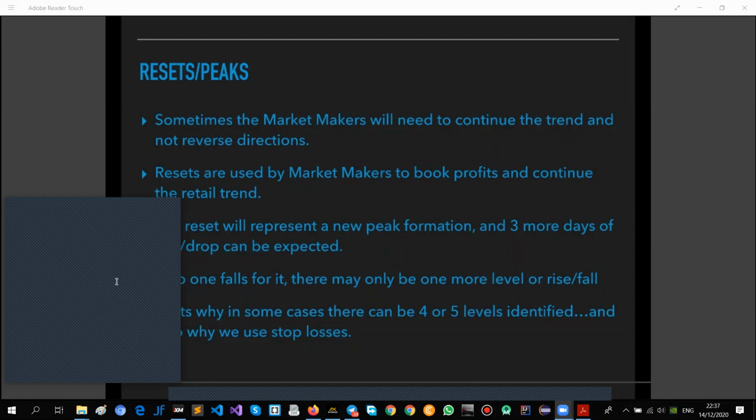Is there a way to identify the beginning of the trend? Yes, there is. That's the formation of the peak.